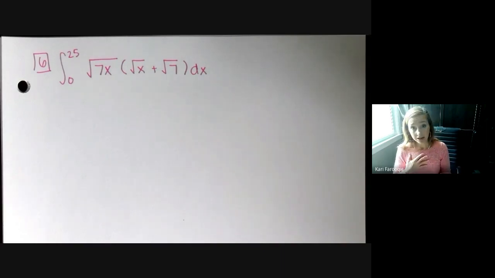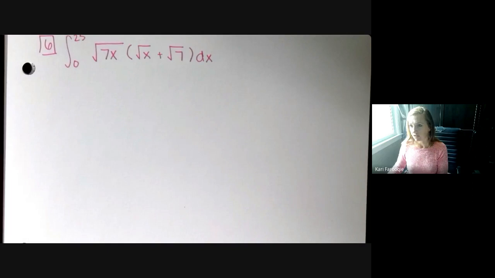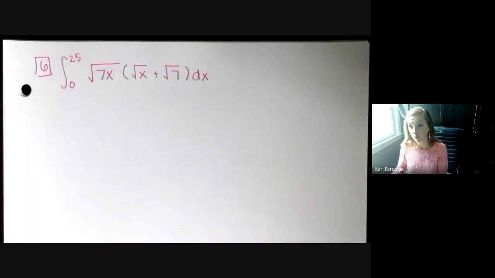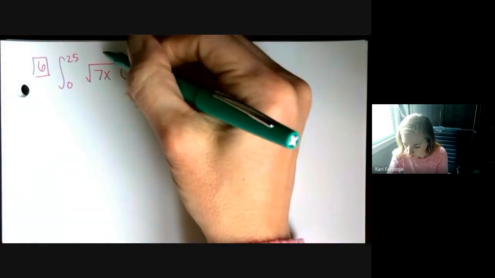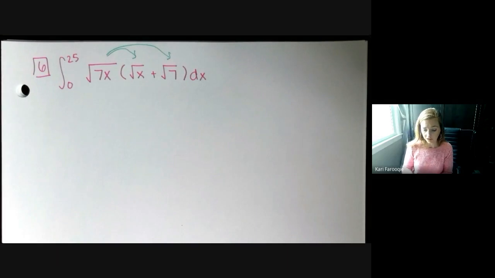Okay, so when you look at this, you're probably thinking, I need to distribute. And you're absolutely right, you need to distribute. Okay, you do need to distribute, but if you distribute and you don't know how to simplify, then it's not helping you. So when we distribute, first of all, I need to take the square root of 7x and multiply it into the parentheses.